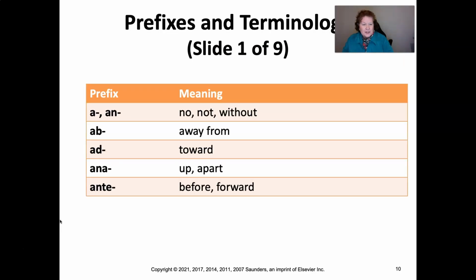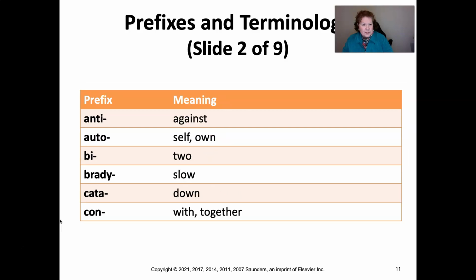So moving on, here are some prefixes. Notice a and an mean no, not, without. So sometimes you'll use a and sometimes you'll use an. And you'll notice there are all sorts of different ones that you're going to need to be aware of. Brady means slow, tachy means fast. So look for some of your opposites as you go through here to help you. Bradycardia, slow heart rate. Tachycardia, fast heart rate.